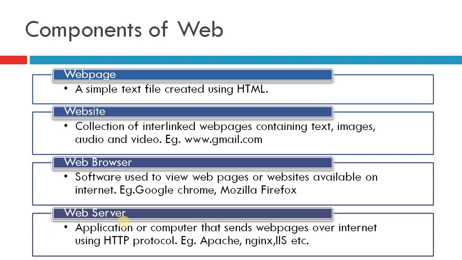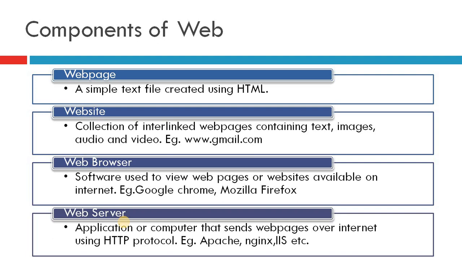Example is www.gmail.com. If we see a website of City Pride School, then that website has various pages. All these pages are linked together. They are joined together and then it becomes a website.